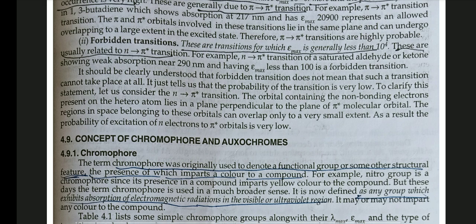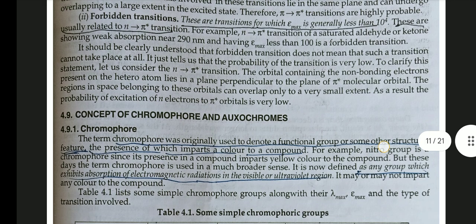It should be clearly understood that a forbidden transition does not mean that such a transition cannot take place at all. It just tells us that the probability of transition is very low. To clarify this statement, let us consider the n to pi star transition. The orbital containing the non-bonding electrons present on the heteroatom lies in a plane perpendicular to the plane of the pi star molecular orbital. The regions in space belonging to these orbitals can overlap only to a very small extent. As a result, the probability of excitation of an electron to the pi star orbital is very low.